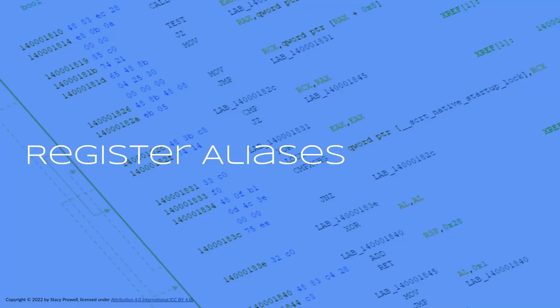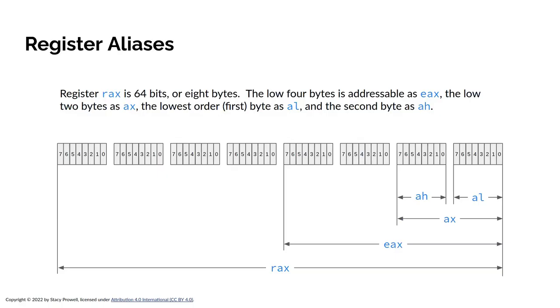Let's talk about register aliases again. I think we've mentioned this before, but now let's dig into it a little more. If I have a 64-bit register, like RAX, it consists of 8 bytes. And here they are. The low 4 bytes are addressable as EAX. The lowest 2 bytes are addressable as AX. And I can actually address either one of those two. This is AH and this is AL.